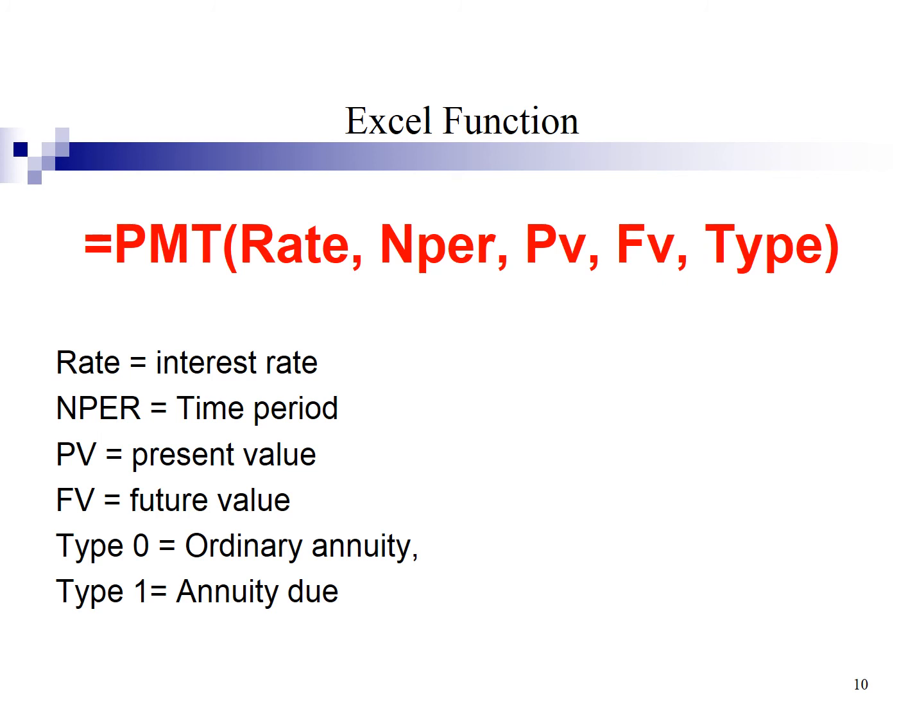In this slide, I list the Excel function to calculate annuity. The Excel function is PMT. Personally, I think PMT stands for periodic payments. Type 0 refers to ordinary annuity. Type 1 refers to annuity due.